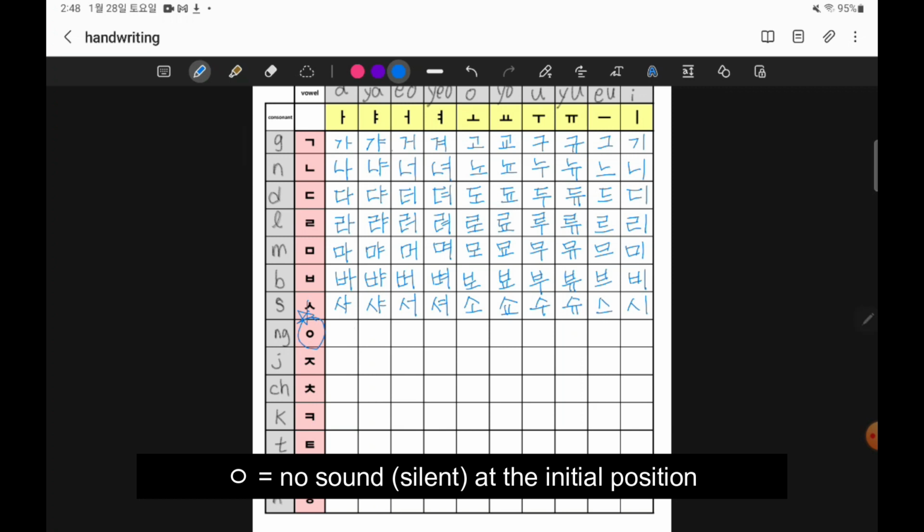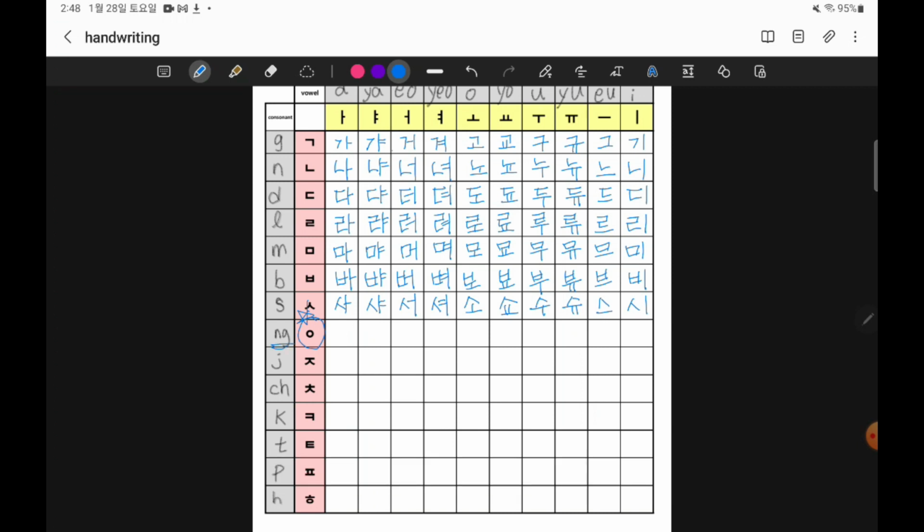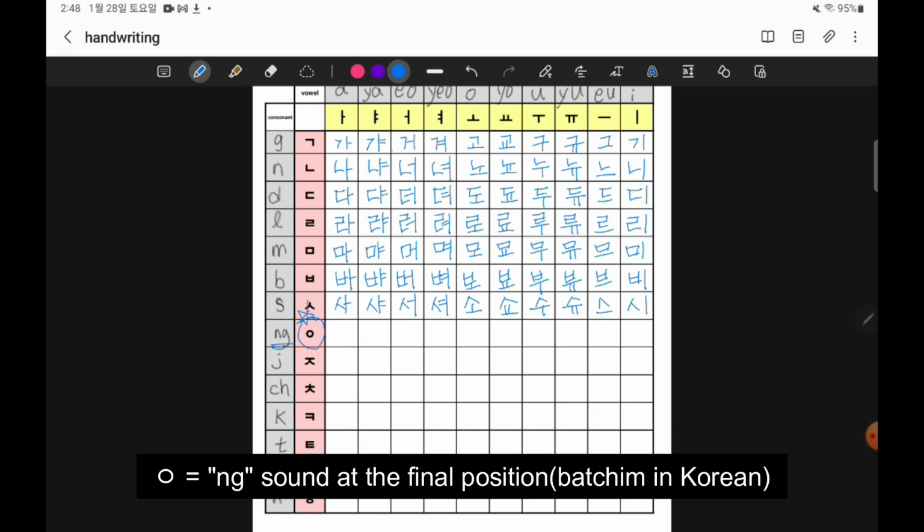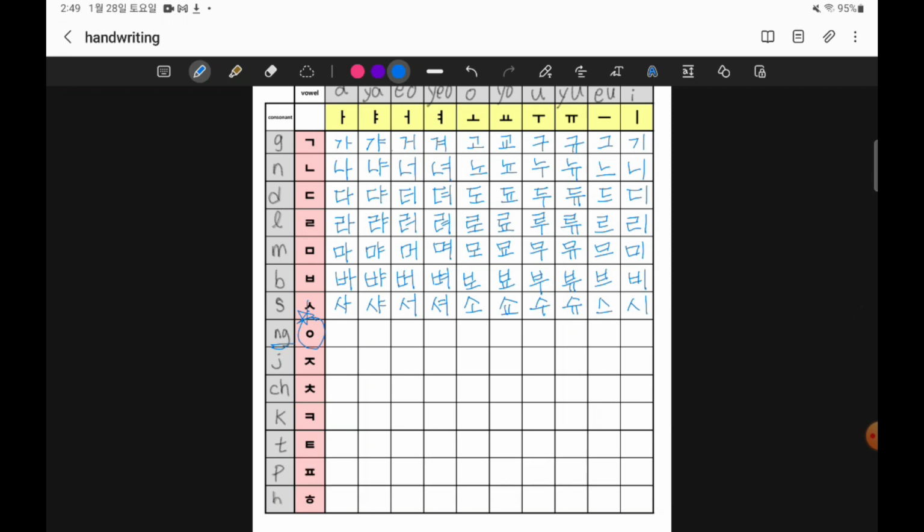Okay, this consonant is very special because when you put this consonant at the word initial position, it has no sound. It means silent sound. But when you put this at the word final position, which is 받침 in Korean, it has sound. I will cover the 받침 later. Here, this is the word initial position. So in this case, you just pronounce the vowel. 아, 야, 여, 오, 요, 우, 유, 이.